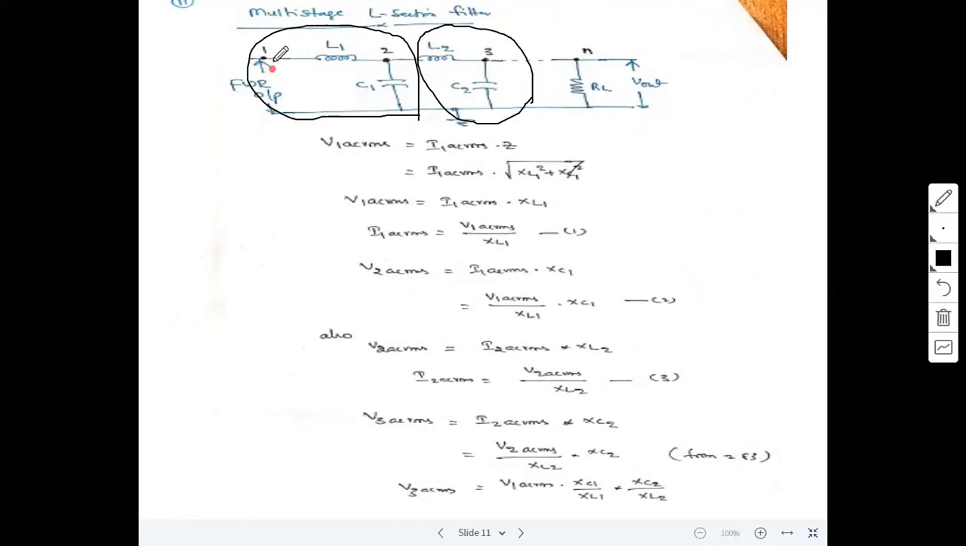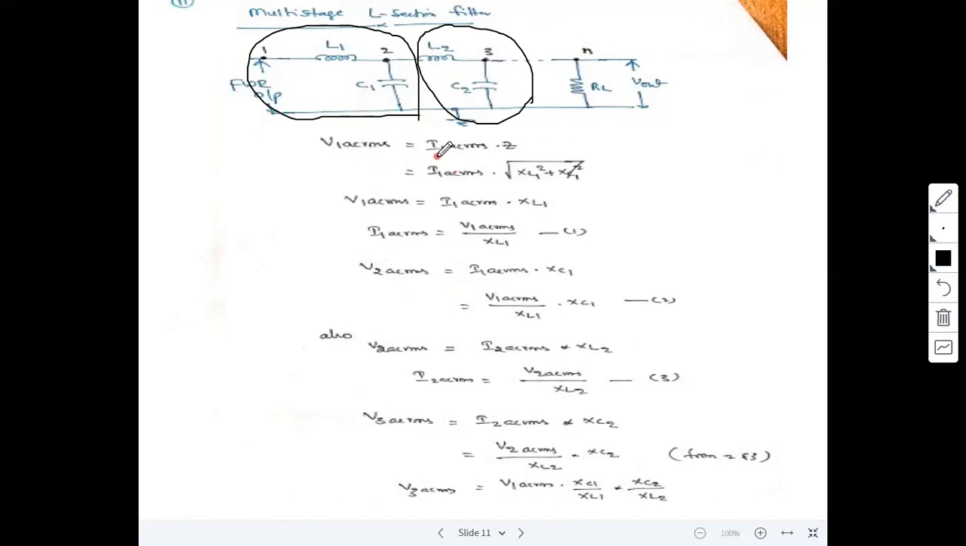Now, the important thing is that nodes are important. Node 1, node 2, node 3, and so on, up to node N. Now, for all these cases we have to find the ripple factor, and we have to prove that this ripple factor value is very small compared to the full wave rectifier ripple factor values.